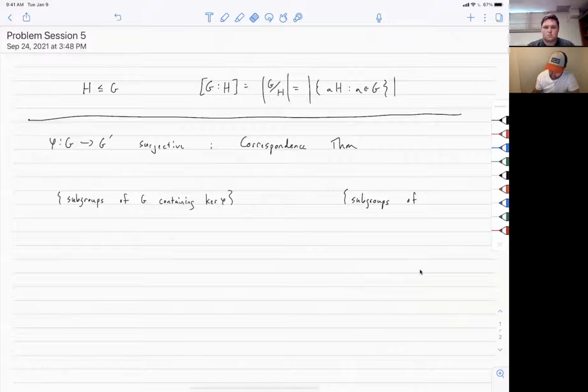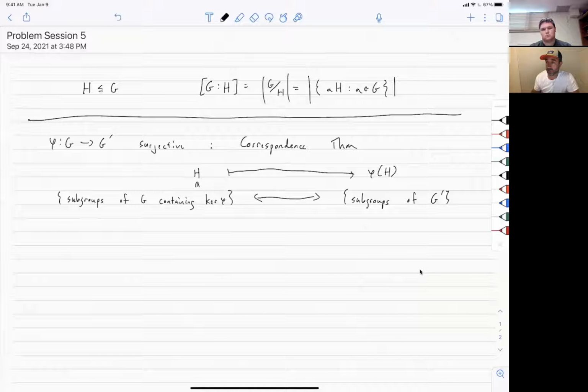So we have two sets. The correspondence theorem is basically saying that there is a natural bijection between them, a natural one-to-one correspondence between these two sets. And the way it works is, if we have an element in here, namely a subgroup containing the kernel of phi of G, we send it to phi of H, this image under phi. And is phi of H a subgroup of G prime? It is.